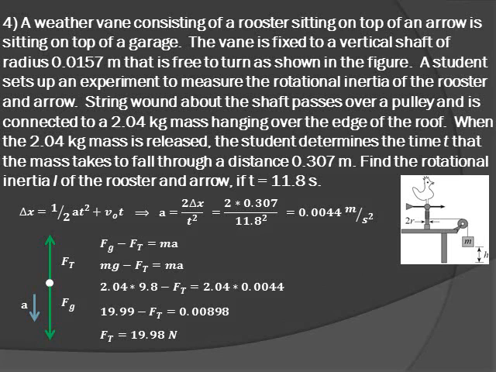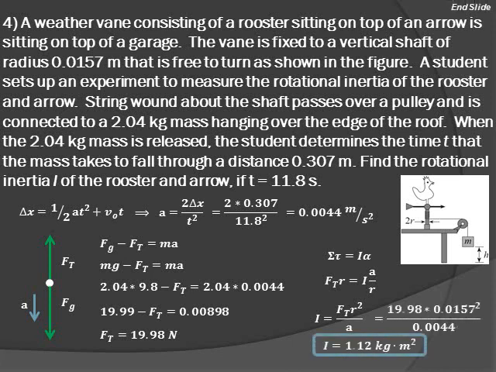We can use that force of tension times the radius in order to figure out the net torque that's being applied. And then we can use the acceleration in order to find the angular acceleration of the rooster. So we got the net torque equals the moment of inertia times the angular acceleration. Go ahead and plug in what we know. We got force of tension times the radius is going to be equal to the moment of inertia times the linear acceleration divided by the radius. That equals the angular acceleration. So we take it to the other side in order to figure out the moment of inertia. So force of tension times the radius squared divided by the acceleration. Plug in our numbers, and we get a moment of inertia of 1.12 kilograms meters squared.